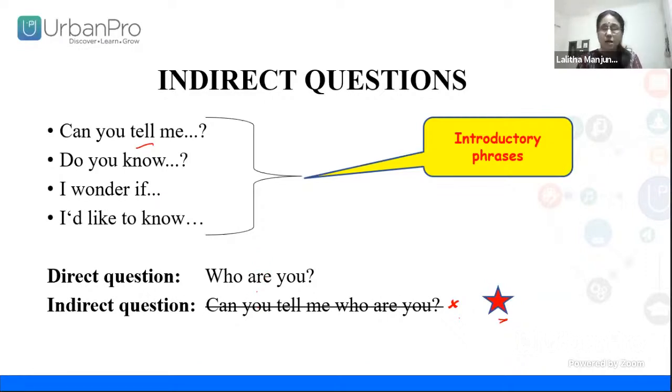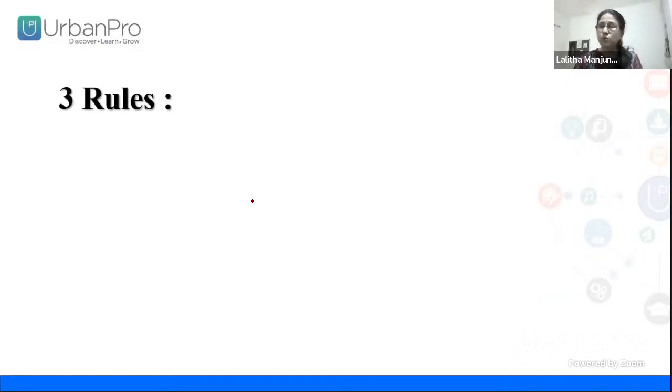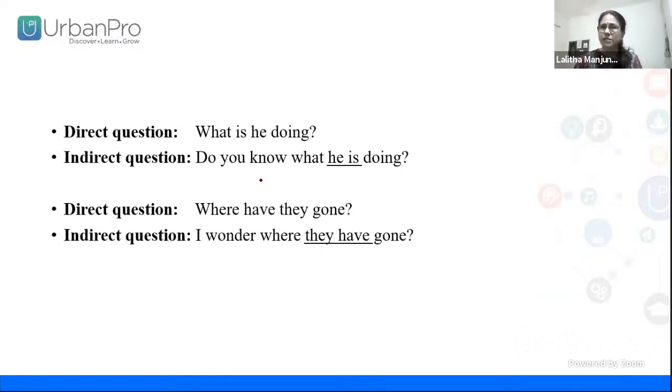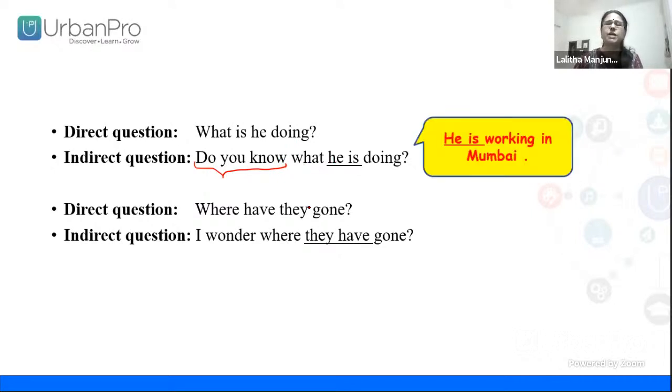So let us see how this is done. There are three rules you need to remember. Let's look at this direct question. What's he doing? I want to add the words do you know. But I can't just say, do you know what is he doing? That is not correct. The order in this indirect question changes. This becomes statement order. Look at the statement here: he is working in Mumbai. He is. So that is the order in the indirect question. In a question, it is is he? So the order becomes re-inverted.